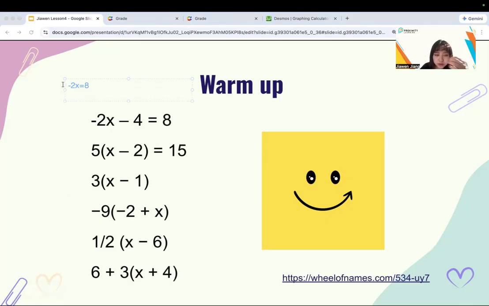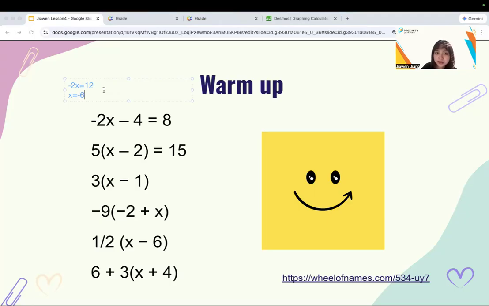Here's the very important part: because we divide by minus 2, pay attention to the signs. Sorry, first we add 4, so it's equal to 12. So this is 12, and dividing by minus 2 we got x equals minus 6. Okay, so this is the first one.